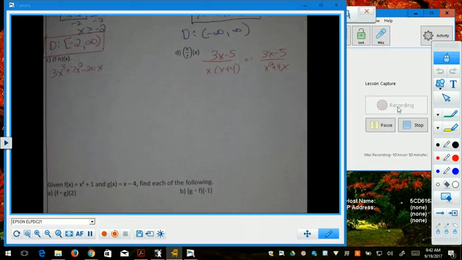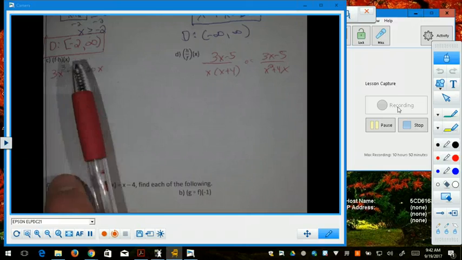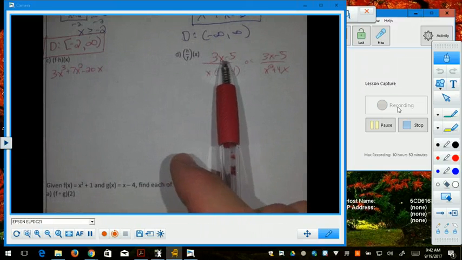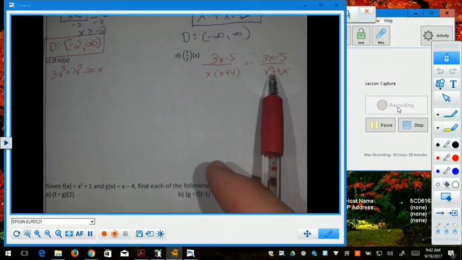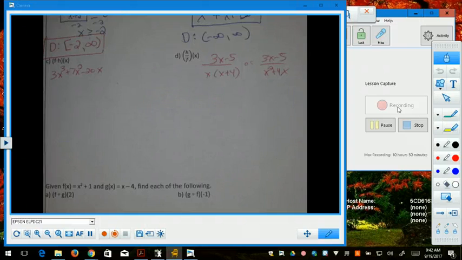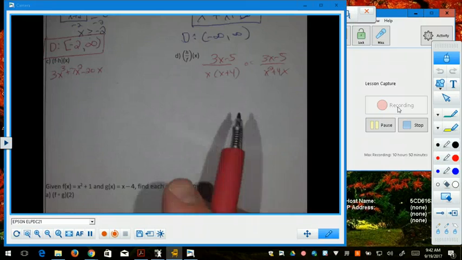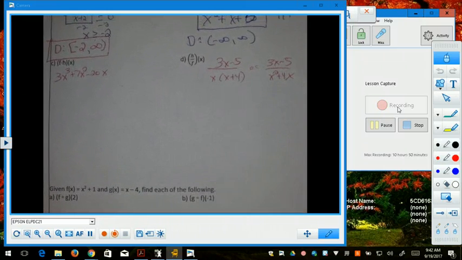If you did these correctly, you should have for letter C 3x cubed plus 7x squared minus 20x. And for letter D, 3x minus 5 over x squared plus 4x, which if you factored, you could have left it as x times x plus 4 in the denominator. Still not able to cancel any factors, so that's the resultant function. You can give either one of those as an answer. I should see that you factored to try to reduce it, though.